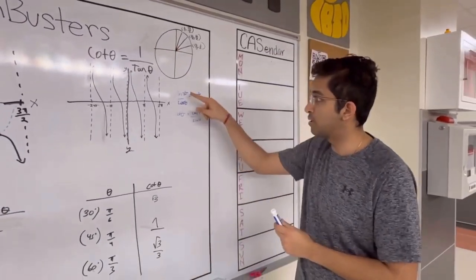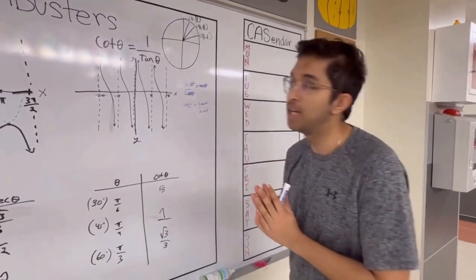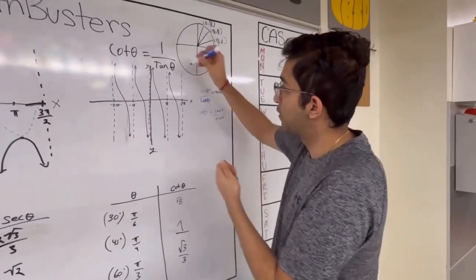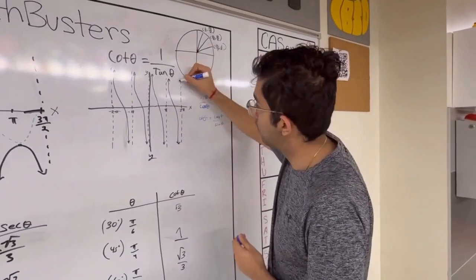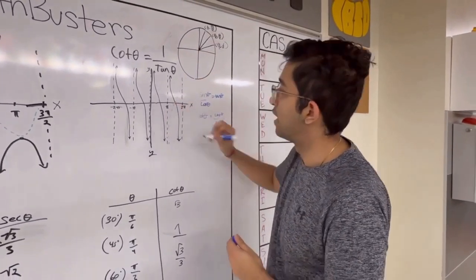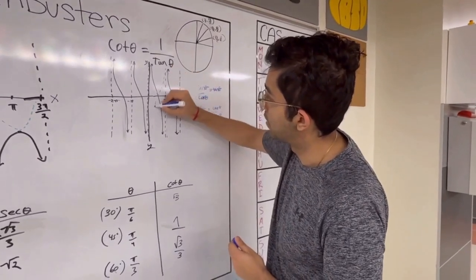Then as we know, tangent theta is sine theta over cosine theta. So cotangent theta is simply cosine theta over sine theta. We are simply flipping the equation. So right here, this is the cotangent function, but the tan function, the original one, would be something like this, right here. Then on this side, like this.